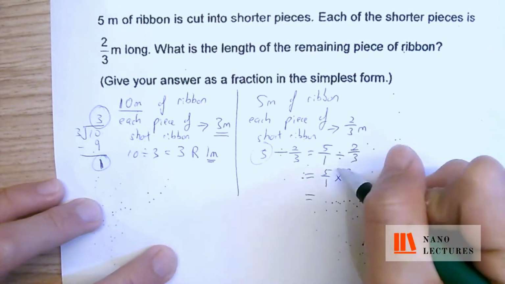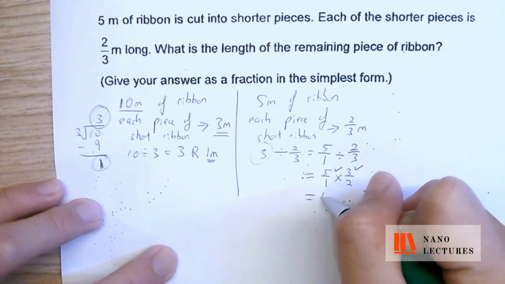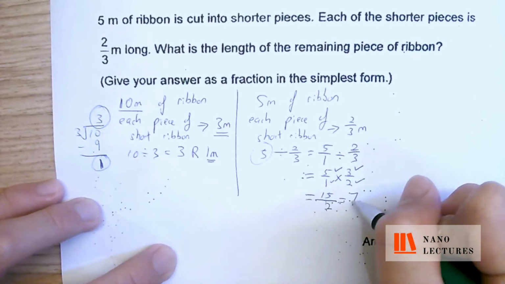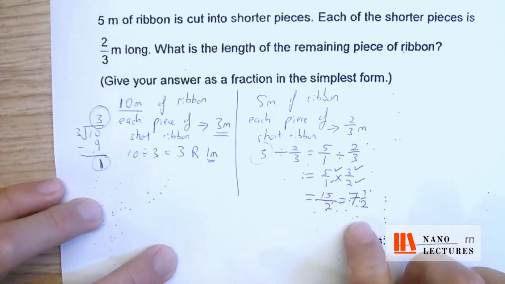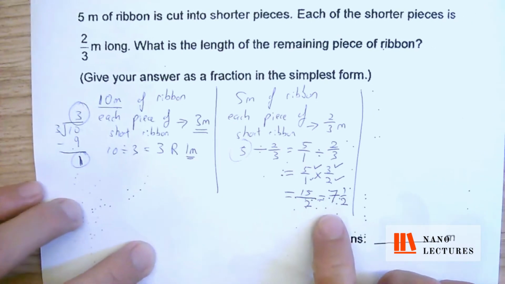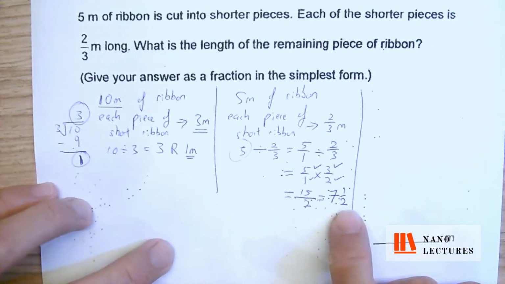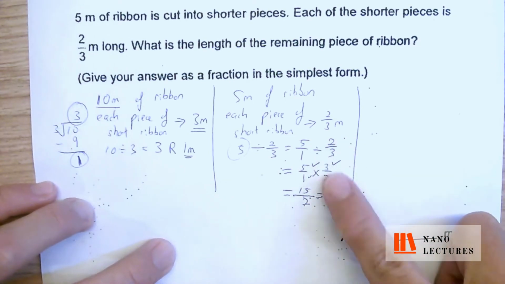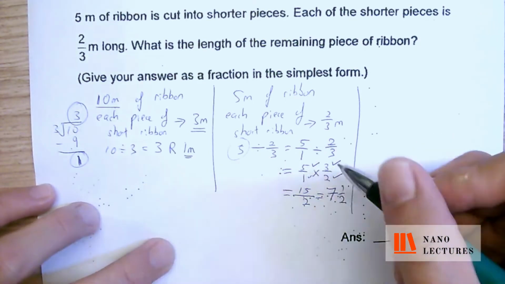Now you can multiply. Numerator multiplied by numerator will give us 15. Denominator multiplied by denominator will give us 2, and this will be 7.5. So what does 7.5 mean? It means that I can have 7.5 pieces of 2/3 meters long ribbon, which is a little bit more difficult to understand. Doesn't matter, don't worry.